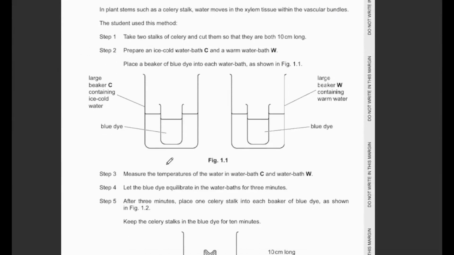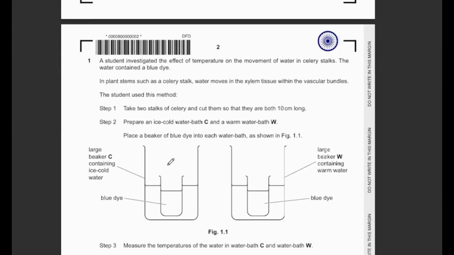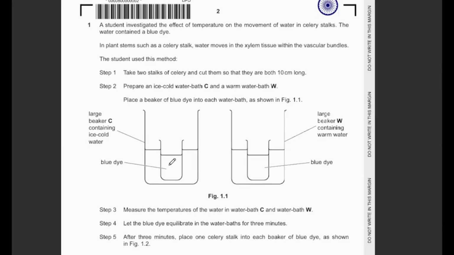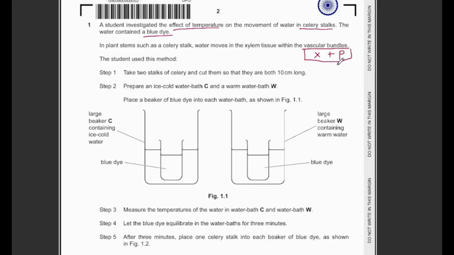16-page document. Let's go with this paper first. A student investigated the effect of temperature on the movement of water in celery stalk. So, investigation of the effect of temperature in celery stalk. The water contained a blue dye. In plant stems such as celery stalk, water moves in the xylem tissue within the vascular bundle. So the vascular bundle is carrying xylem plus phloem. Both of them together are called VB, vascular bundle.